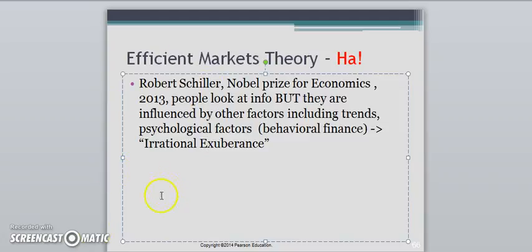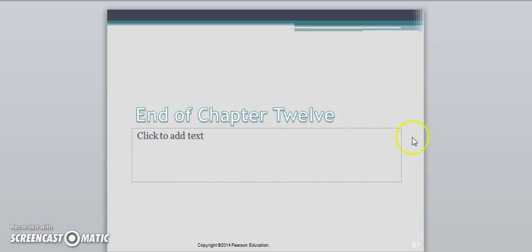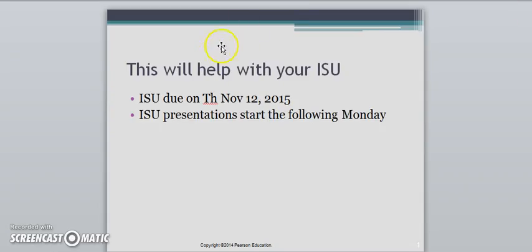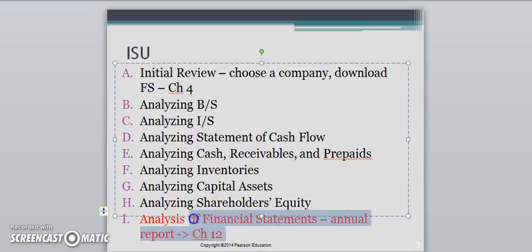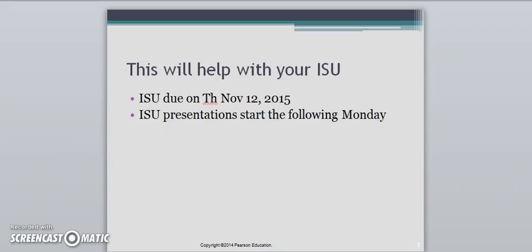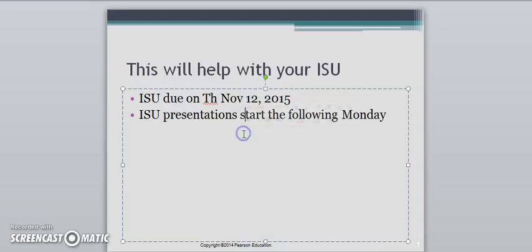So thank you very much. This is the end of Chapter 12. Chapter 12, remember, is something that we've been looking at for several PowerPoint videos because it relates to understanding the financial statements of the company you're studying. So I hope you have been downloading the financial statements from the annual report. You've been following along with our videos, and I wish you very, very good luck in the ISU, which is due in the middle of November. And remember, you're going to present on it too.